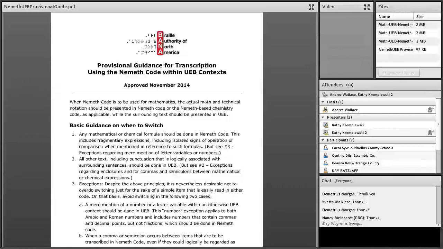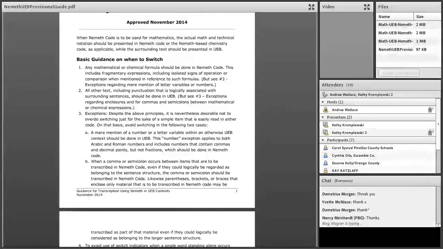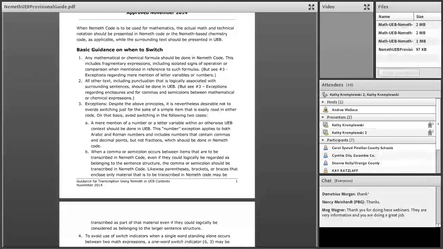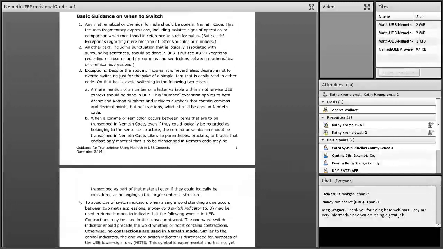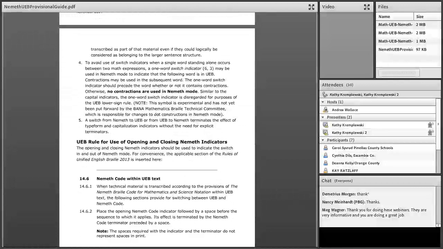So this is what you want to be using when you're transcribing Nemeth within UEB context. I tried to pull things and group them together. So all the information is from this, but you'll see that how I grouped it and the order I put it in is different than how they did it. They had it grouped differently.